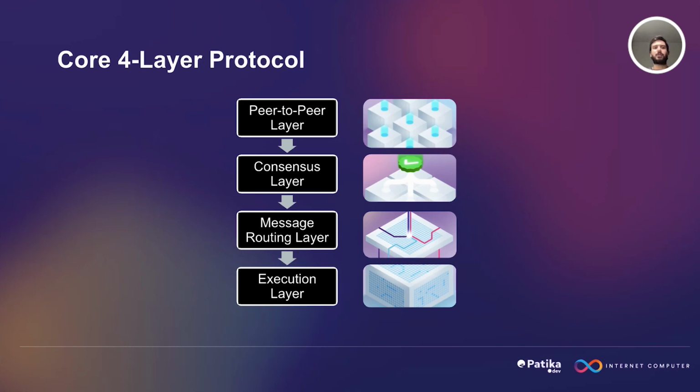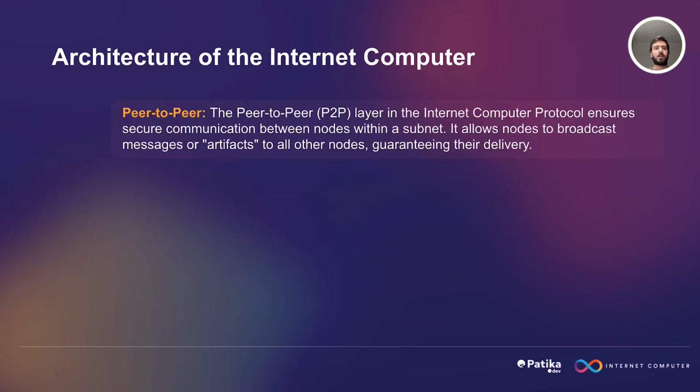Now let's look at the 4-layer protocol. As you remember from the previous slides, we had a huge architecture under our traditional network. Here we have 4 different layers: peer-to-peer layer, consensus layer, message routing layer, and execution layer. The peer-to-peer layer in the Internet Computer Protocol ensures secure communication between nodes within a subnet. It allows nodes to broadcast messages or artifacts to all other nodes, guaranteeing their delivery.